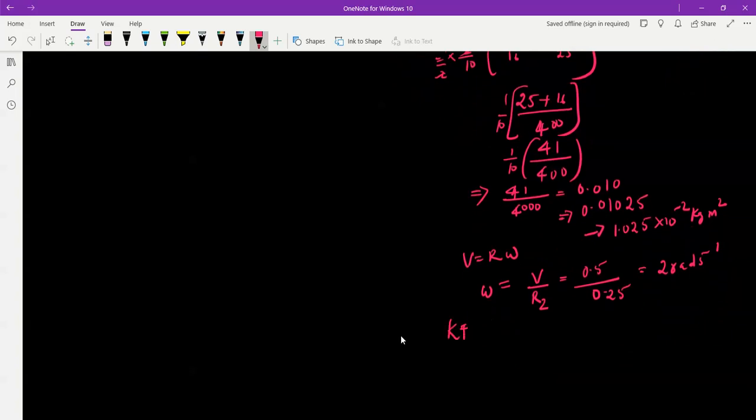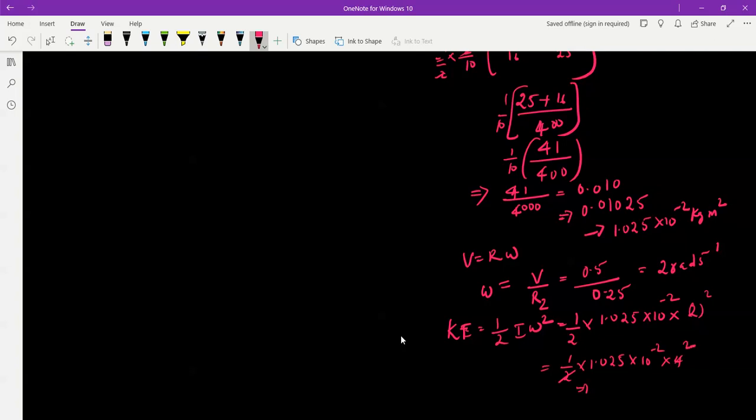So kinetic energy is equal to half I omega square. I we have calculated as 1.025 into 10 to the power of minus 2, into omega square, that is 2 square. It is now 1 by 2 into 1.025 into 10 to the power of minus 2 into 4. 2 ones are 2, 2 twos are 4, so that is 2 into 1.025, which is nothing but 2.05 into 10 to the power of minus 2 joule. This is the kinetic energy of rotation.